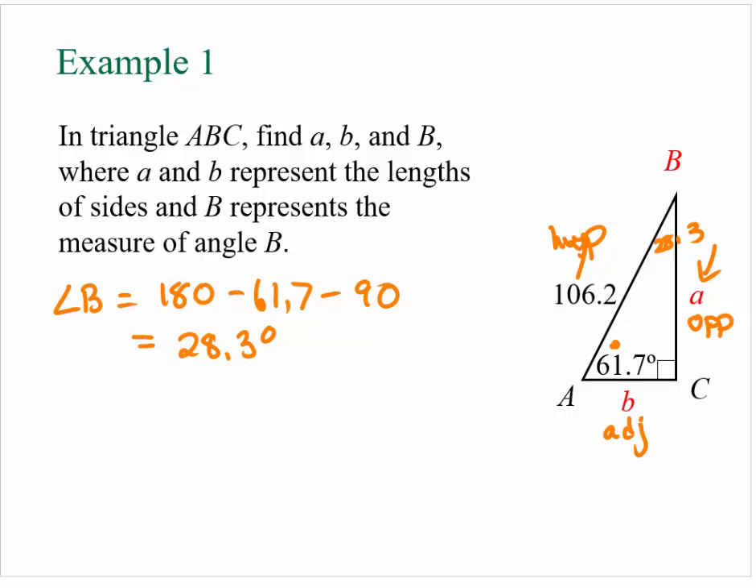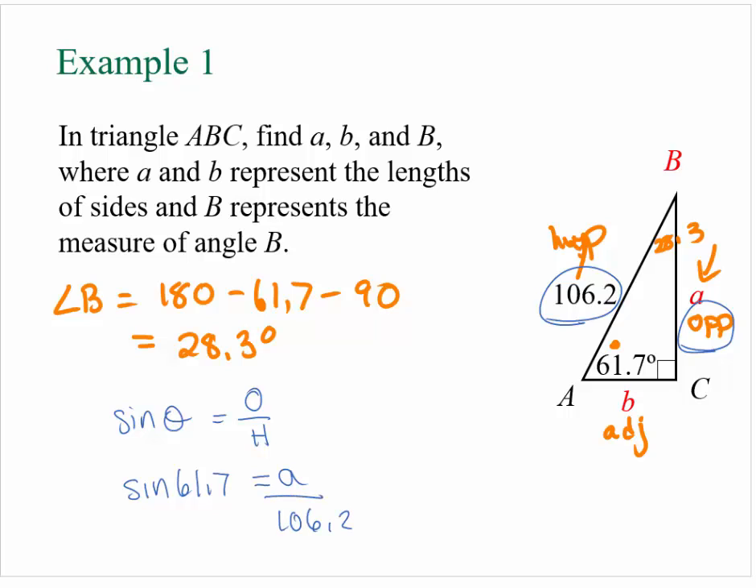And I'm going to use my given angle of 61.7. So what I need to understand is that if I am going to use opposite to find my a and hypotenuse, well, opposite over hypotenuse is sine of some angle. That's the ratio. So I'm going to say that sine of 61.7 is equal to a, which is what I'm trying to solve for, over 106.2. I will cross multiply to get a by itself, and then I will put this into my calculator.